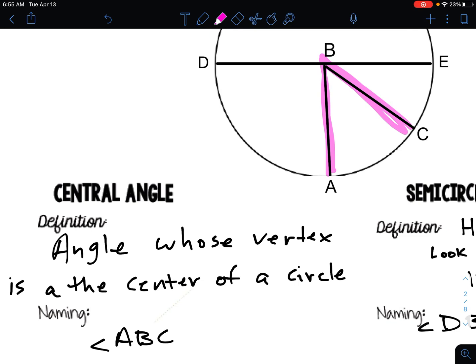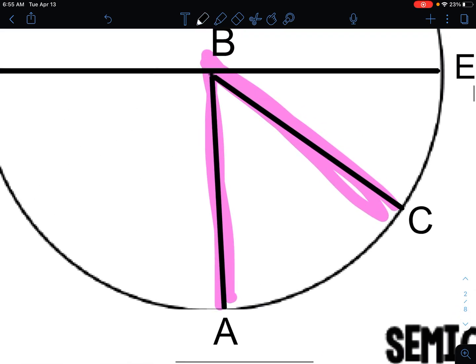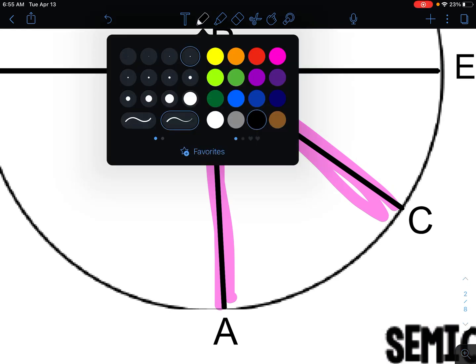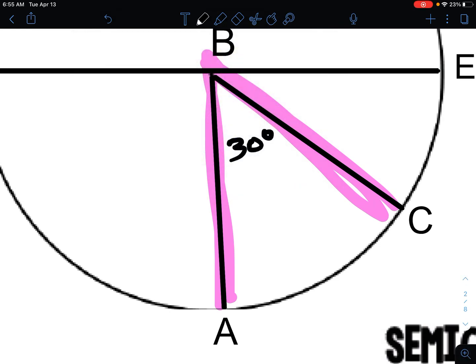That's what we call a central angle. Now, as we get going through today, let's say the central angle is 30 degrees. We're going to talk about the arc degree measure, which would be how many degrees does it take up on the outside. Now, the good thing is the central angle and the arc measure in degrees are going to be the same.